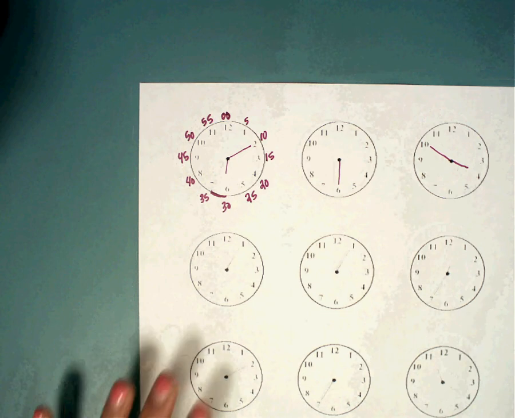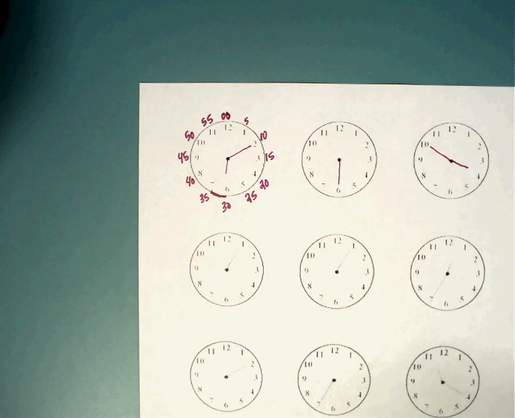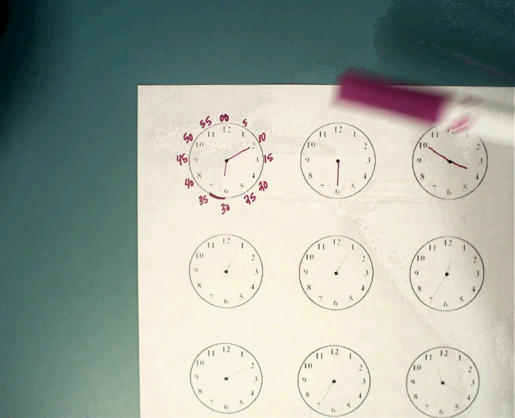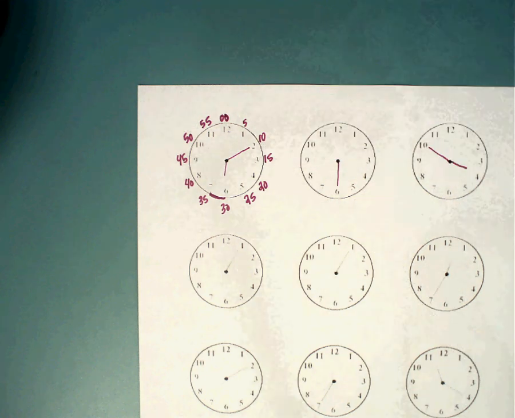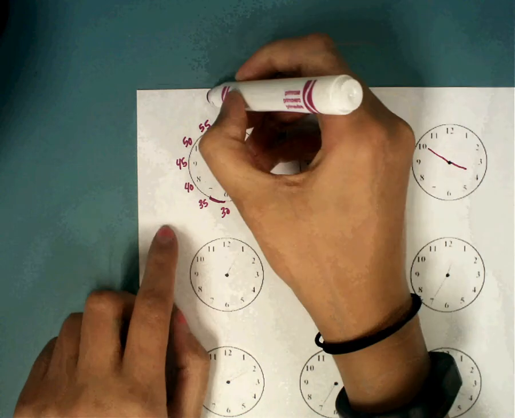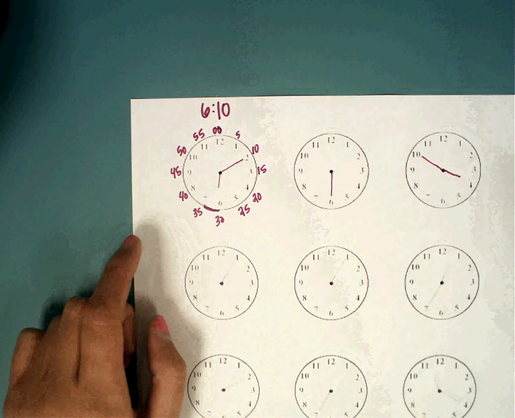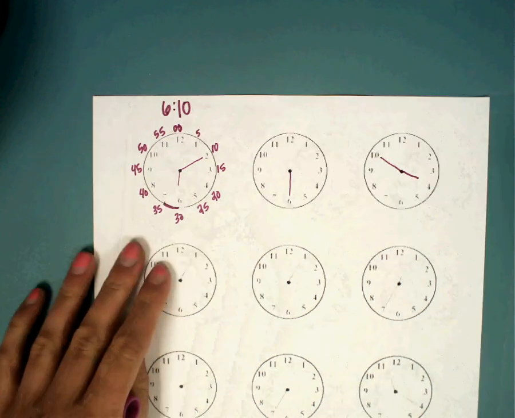Okay, so now that we know that, what time do you think this clock is saying? 6:10, because it's between 6 and 7, telling me that the hour is going to be 6, and then it is pointing at the 2, which is equal to 10 minutes, so that time would be 6:10, which I would represent by saying 6:10. Okay? 6:10. Let's look at this next one.